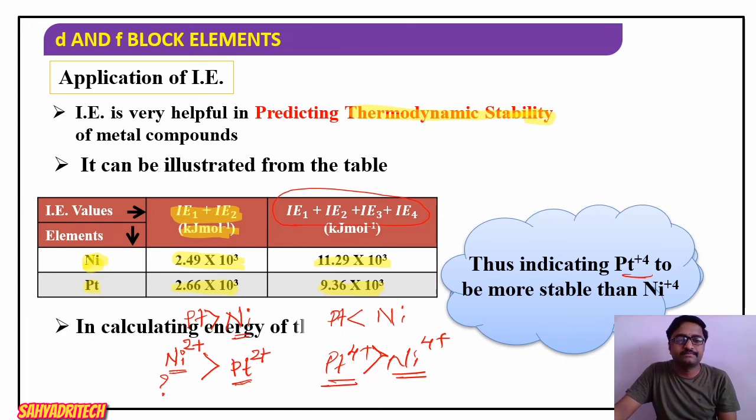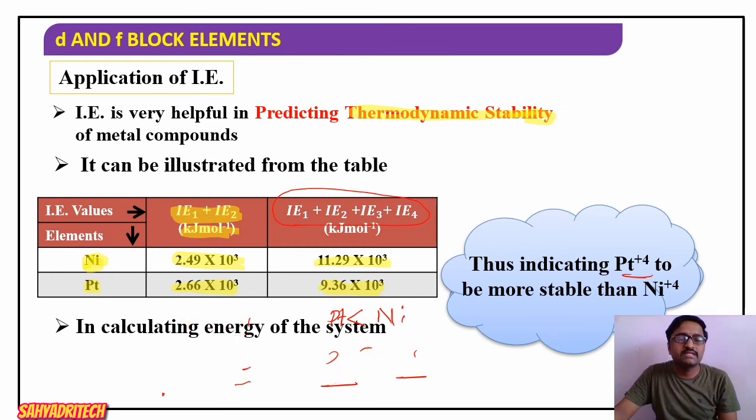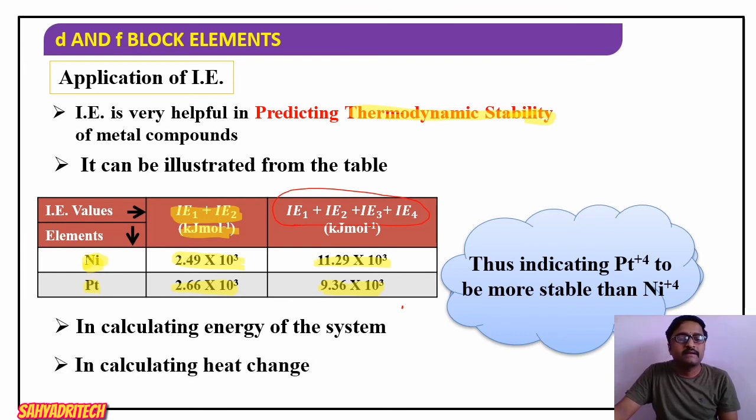Well, so this ionization enthalpy is also helpful in calculating the energy of the system, right? If you consider the first two, the values are different. If I consider the first four, again the values are different, which means it is possible to calculate the energy of the system. Then it is also helpful in calculating the heat change.